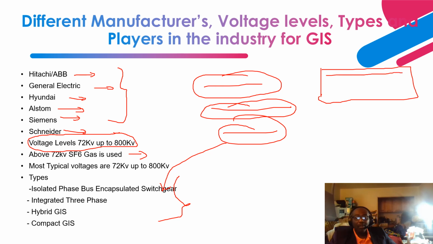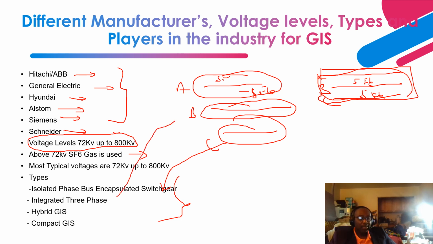Phase A, phase B, phase C in one single enclosure, separated by the insulating medium, right? If you have SF6 gas as the insulating medium, you see that SF6 gas will be all over this enclosure, right? On the other hand, the single phase one will have individualized compartmentalized enclosures, right? So you have SF6 gas in this area and another SF6 gas in this area. So this is phase A, phase B, and phase C.